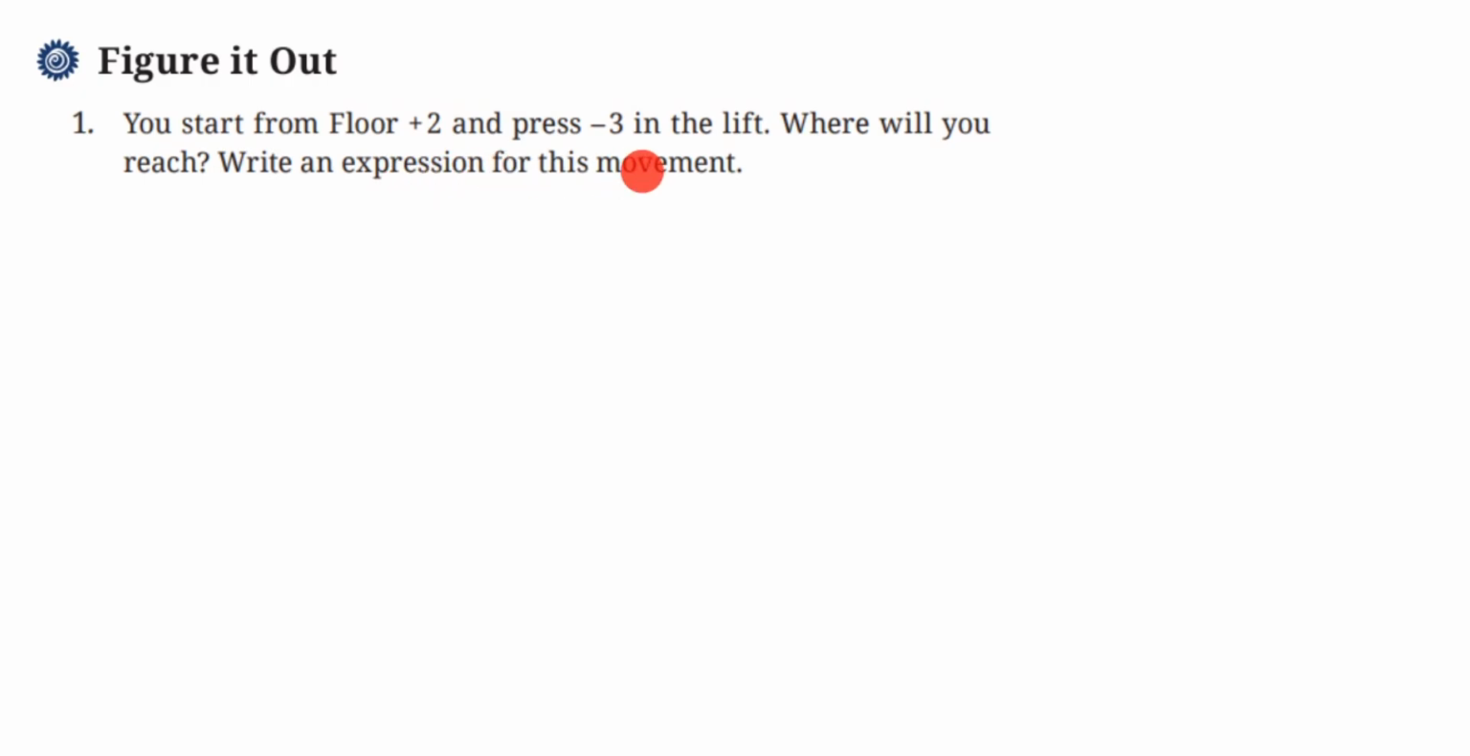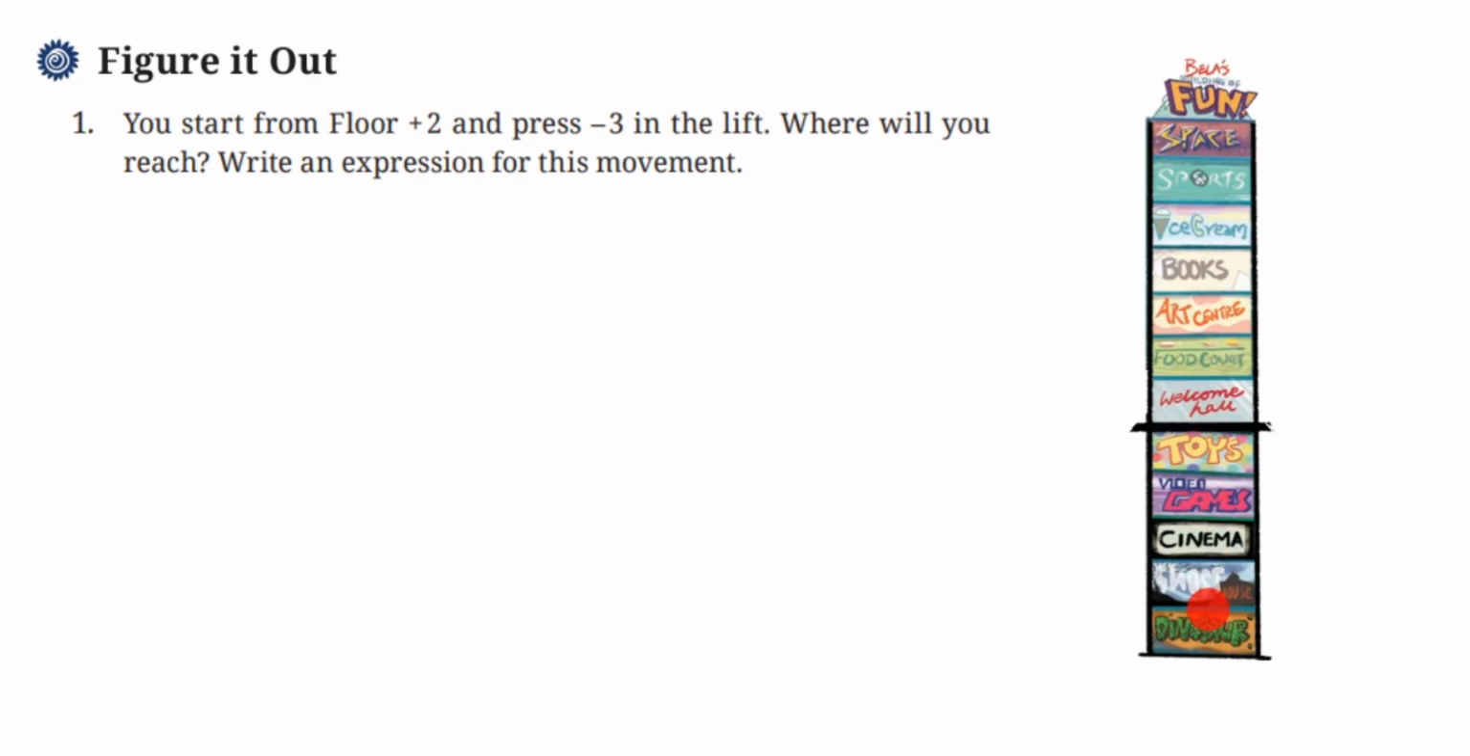So if you see the textbook, you have a small activity where they have explained about the number of floors and how you mark it. That was about Bella's building of fun. There are different floors with different names. You can see the welcome hall, food court, art center, books, ice cream. But there's one more thing, which is below the ground. They also had floors below the ground, which were toys, video games, cinema.